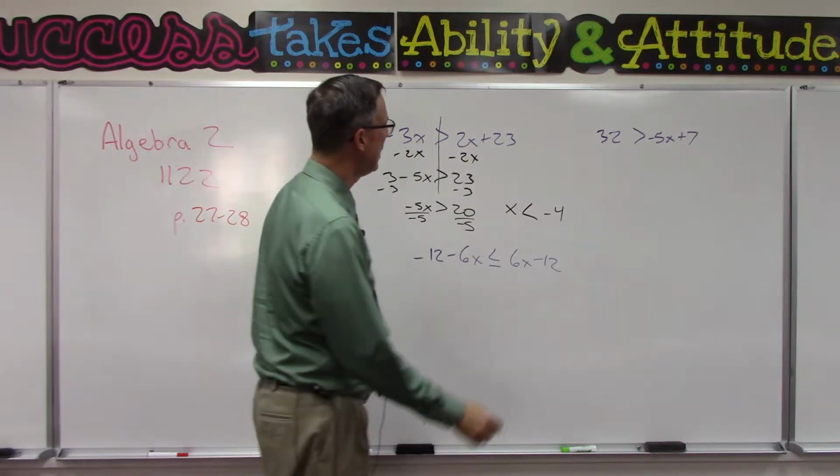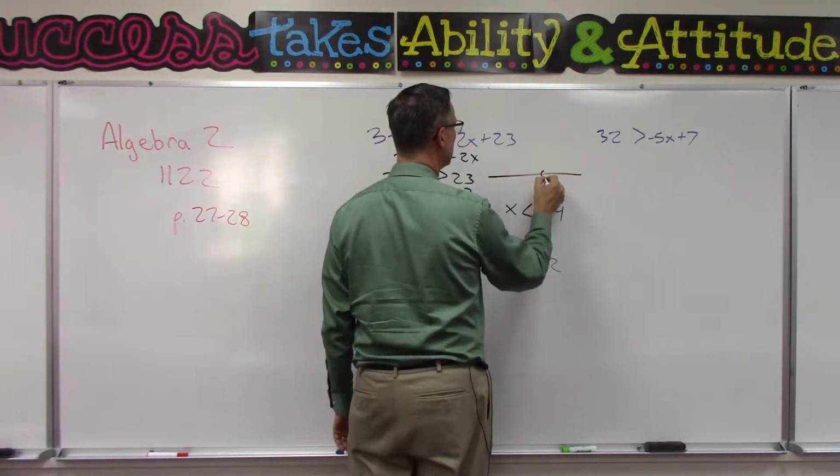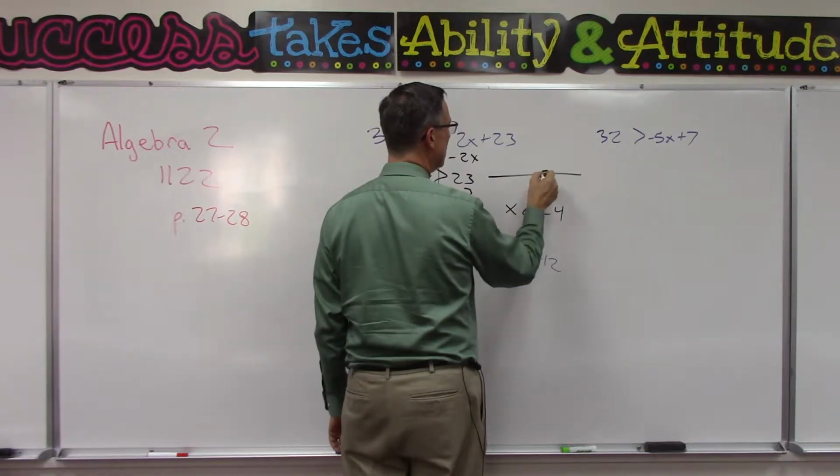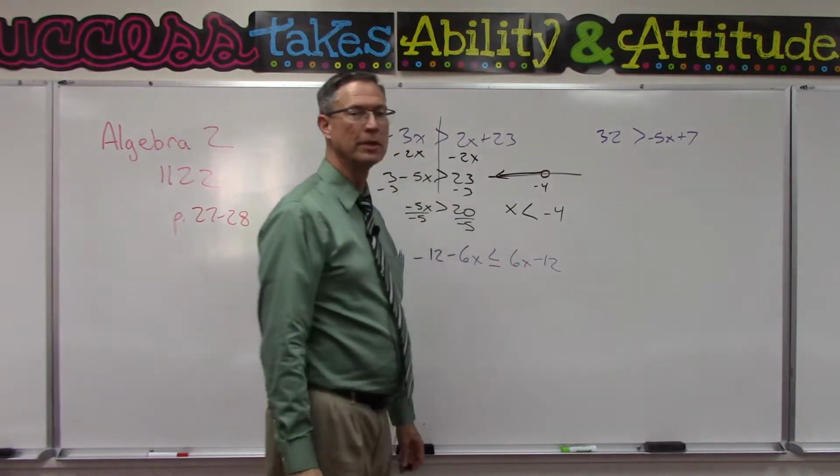Okay, and then when you graph that on the line, you remember you put the open circle, since it's not or equal to, it's just less than, and put that over the negative 4, draw some other things in there, okay?